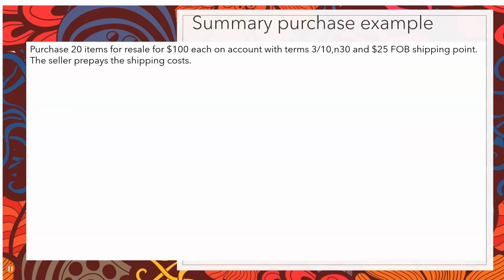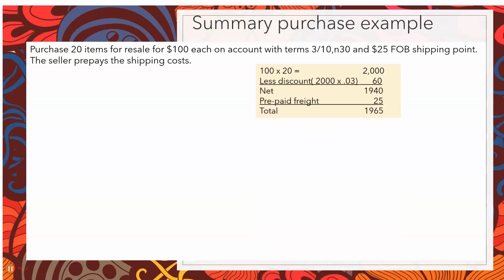Now we're going to do a summary entry that covers all of the things we just talked about. So in this case, we purchased 20 items for resale for $100 each on account with terms 3/10, net 30 and $25 FOB shipping point, and the seller is going to prepay the shipping. So to figure out the amount that we're going to book, it's going to be 100 times 20, which gives us 2,000. We're going to subtract the discount. Remember, the discount never applies to the freight. And then we're going to add the freight, so this is the amount that we're going to book to inventory and accounts payable.